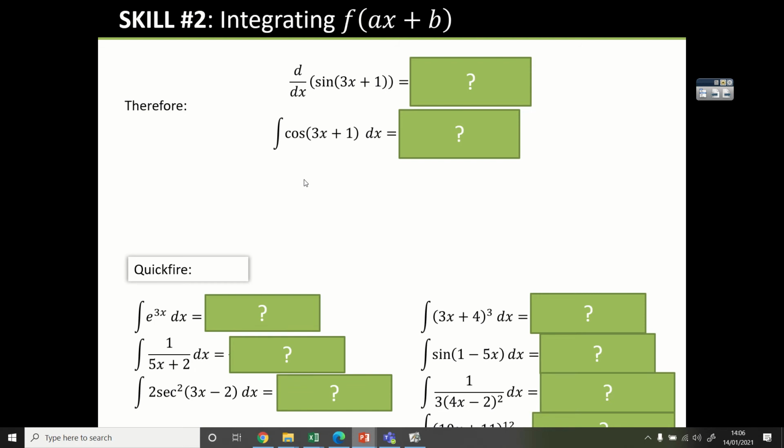We are starting to reverse the chain rule, but we're only doing a particular instance of the chain rule, and that's where the inner function is of the form ax plus b. So that's going to be your title there. We're going to start with an example, go straight in.